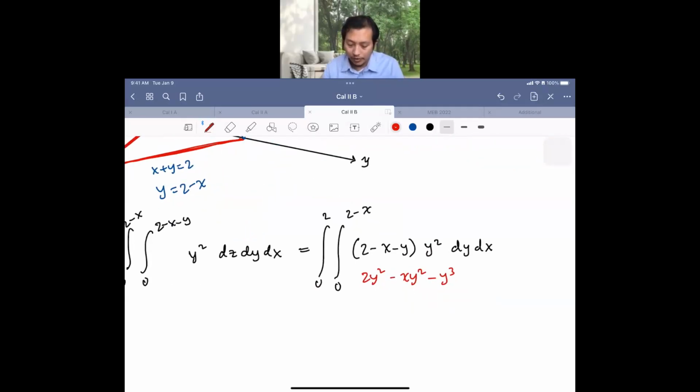And we could integrate with respect to y. It becomes 2 over 3 y cubed minus x y cubed, or maybe we could just write it as 2 minus x times y cubed over 3, and then y to the fourth over 4.